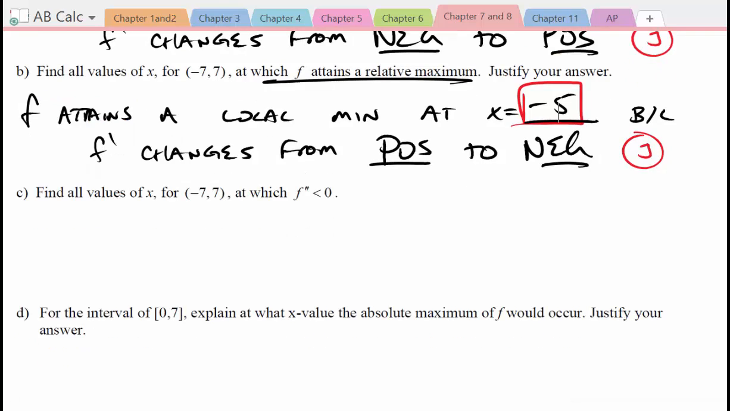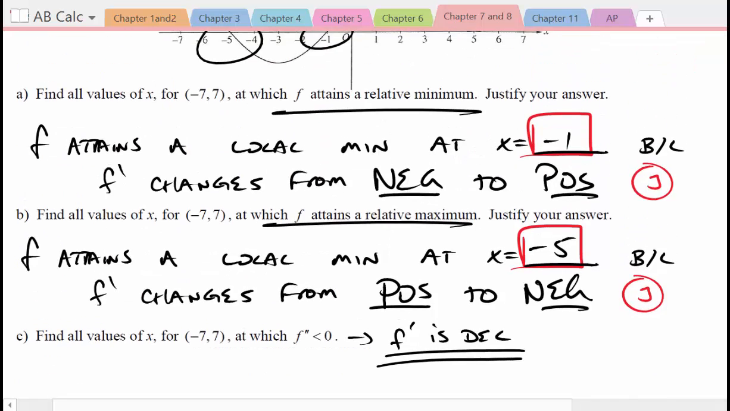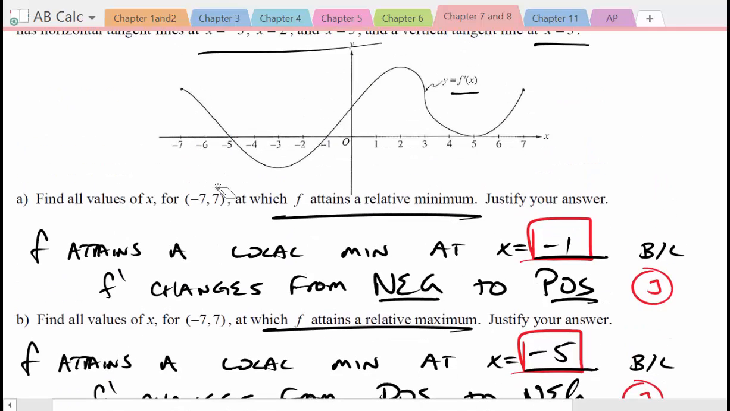According to the graph, find all values of x from -7 to 7 at which f double prime is less than 0. What's the connection between f double prime and f prime? When f double prime is less than 0, f prime is decreasing. So let's look at this graph and figure out where this graph is decreasing.